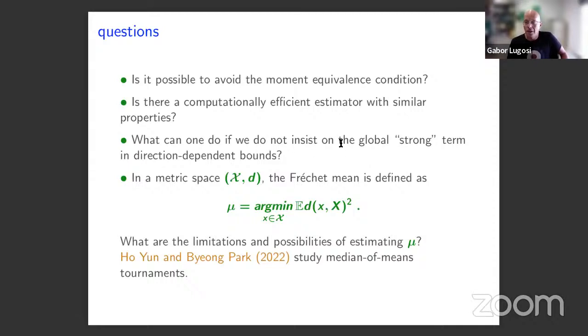Okay, so you see, in some directions, for example, if the data are concentrated on a smaller dimensional plane, then in some directions the variance is zero, and we still pay a penalty term in those directions in the current formulation. So it would be interesting to see what one can do if even the strong term is allowed to depend on the direction. And finally, this is a huge open area, actually. One can ask how much of this can be extended to general metric spaces where one can define the mean as the Frechet mean. And there is a nice recent work by Hu Yun and Byung Park, who studied this, the median of means tournaments that I mentioned at the beginning.